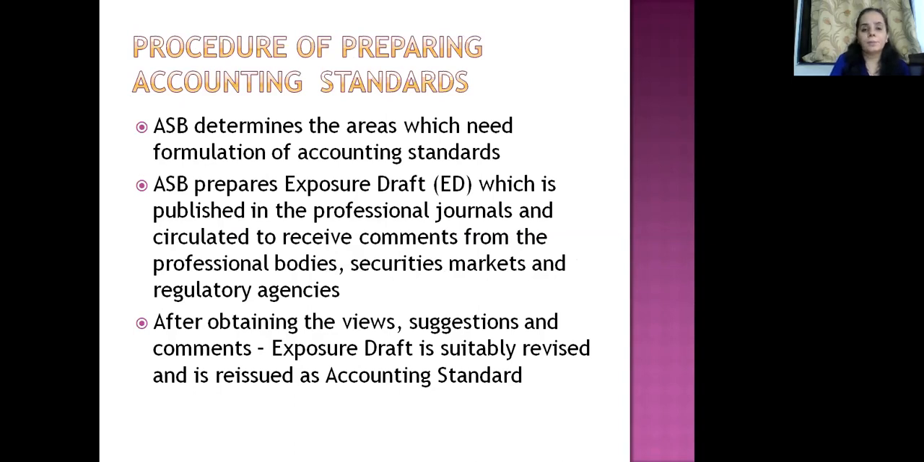Let us see what is the procedure for preparing the accounting standard. ASB determines the area which needs the formulation of an accounting standard. It means the first step is to identify where an accounting standard or guideline is required. The second step is that the board prepares a rough draft, which is called the ED, that is the exposure draft. This exposure draft is then published in the professional journal and circulated to receive comments from the professional bodies, securities market, and regulatory agencies. After receiving the reviews, suggestions, and comments, necessary changes are made in the exposure draft. Then this revised exposure draft is published as an accounting standard.